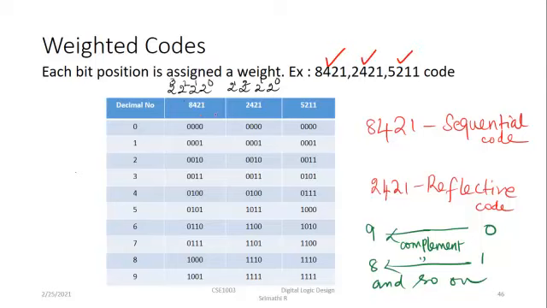8421 code means each digit is given a weight. For example, the first binary digit is given 2 power 0, which is 1, 2 power 1 is 2, 2 power 2 is 4, 2 power 3 is 8. So it is called 8421 code. Similarly, this is 2421 code. Whereas this 5211, it is a non-weighted code.